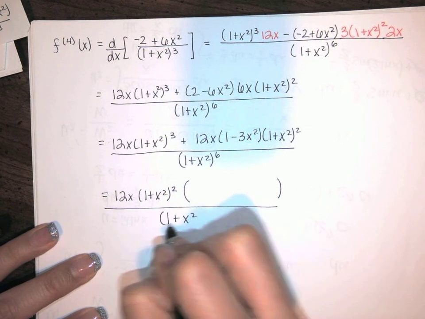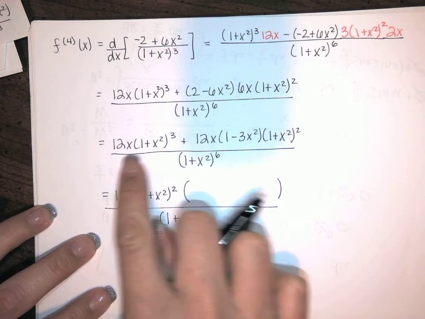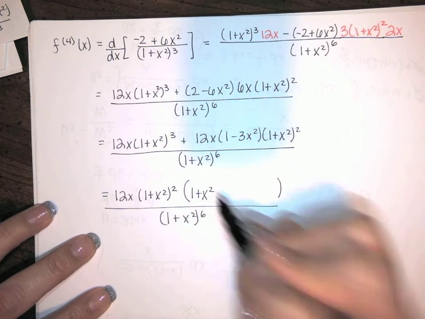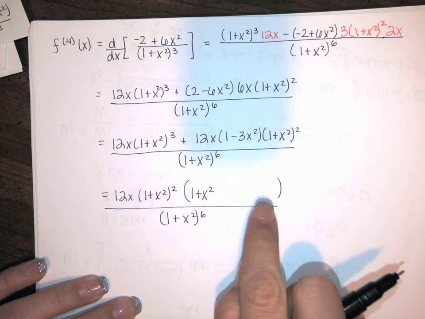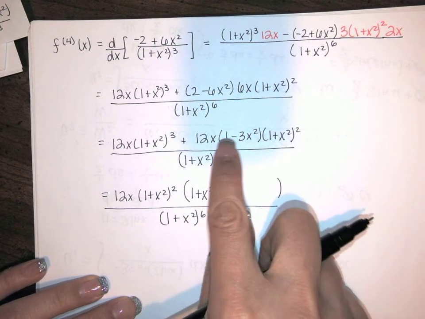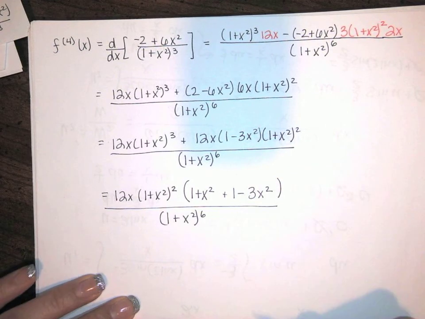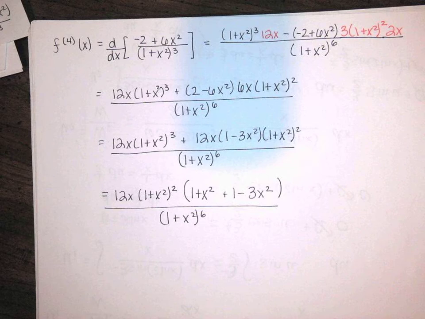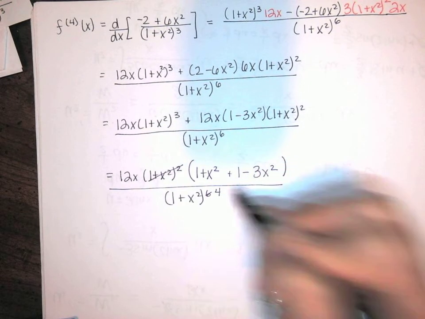So then I ask myself, this times what gives me my first term? Well, I guess I'm missing the extra 1 plus x squared, so I write that in here. And then I say to myself, this times what gives me this second term? Well, the only thing that's missing is the 1 plus negative 3x squared, or 1 minus 3x squared, same thing. So these guys reduce with 2 of these guys.